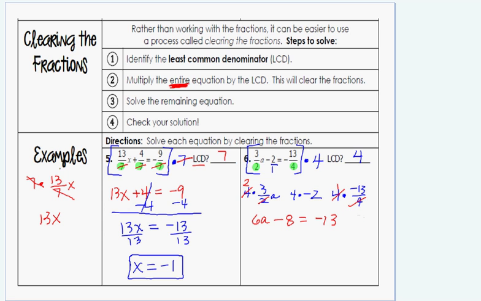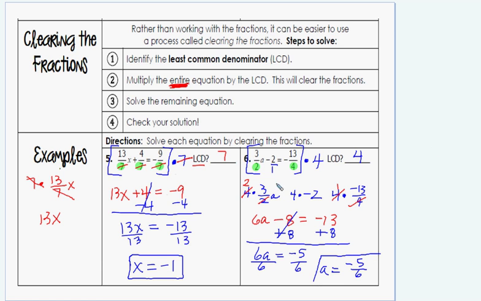So now we're at a place where we just need to continue to solve. I want to get 6a by itself, so I need to move the 8 away by adding it to both sides. So I add my 8, it leaves me with just 6a, and this is equal to -5. Our last step, we need to divide both sides by 6. And when we do this, notice, -5 is not divisible by 6. So instead of trying to write this as a decimal, we leave it as the fraction that we see, -5/6. And we're done.